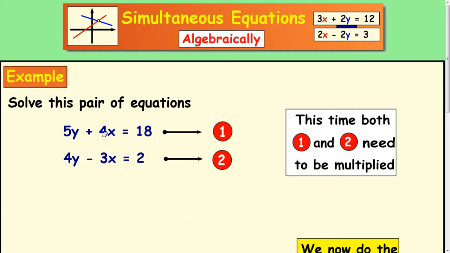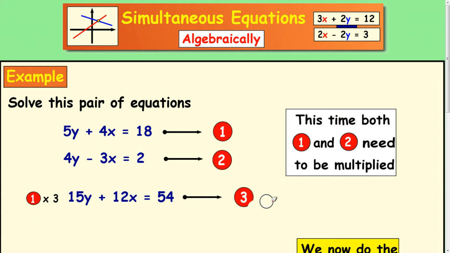So how do you get the top equation into a 12x? You need to times this 4x by 3, but you must also times the 5y by 3 and the 18 by 3, so that the equation still works. There's an equals in the middle, so if we times both sides by 3 it will still equal each other. So let's do that now. If we're timesing by 3, we're getting 15y, 12x, and 3 tens are 30 and 3 eighths are 24, so that's going to go to 54.